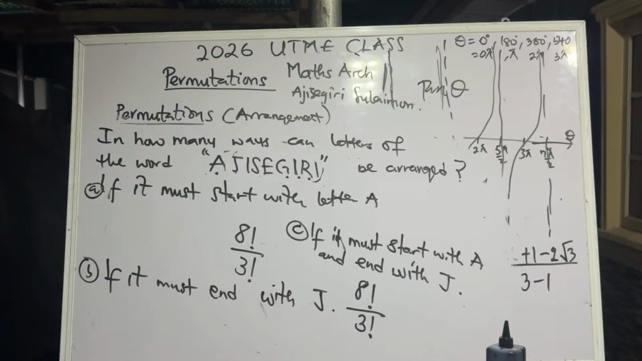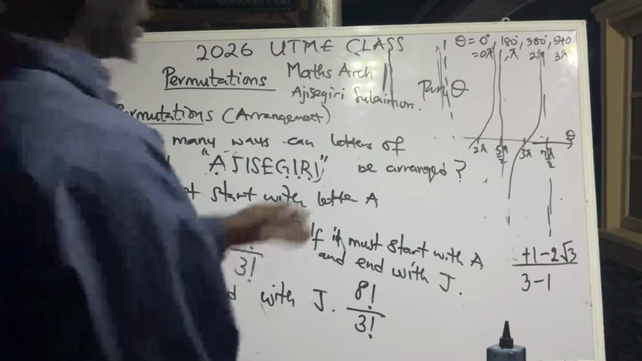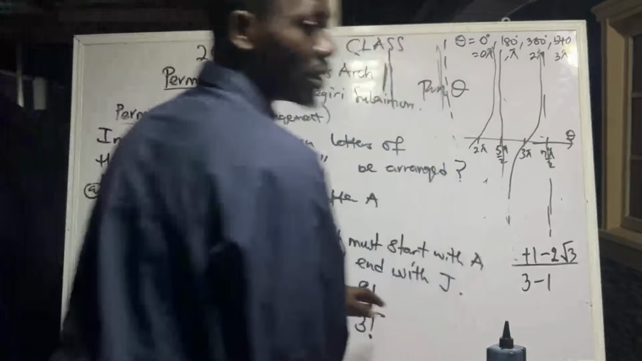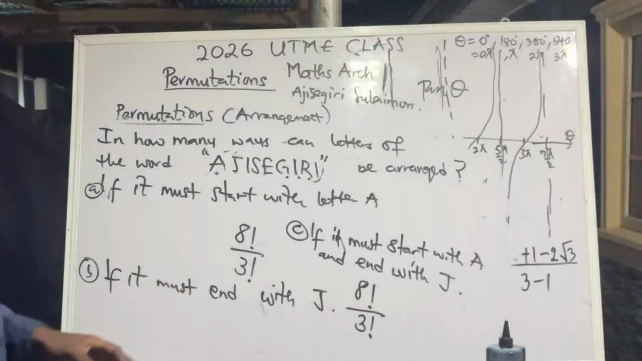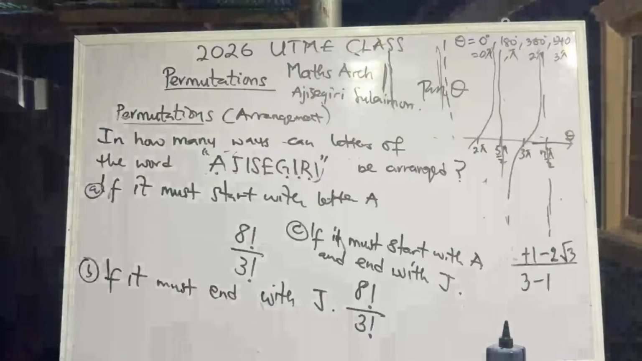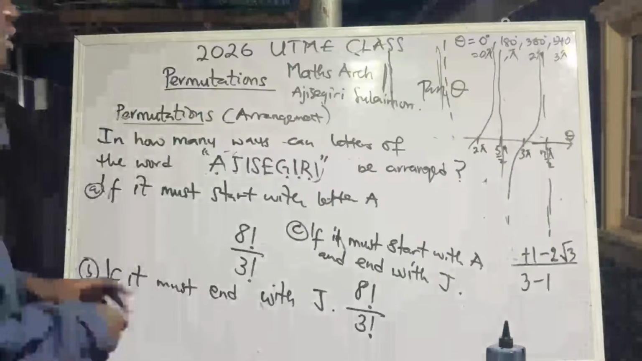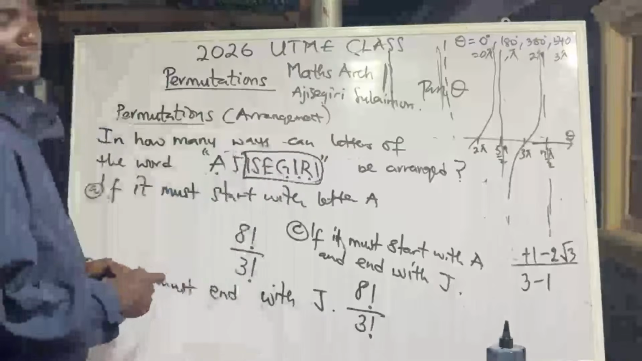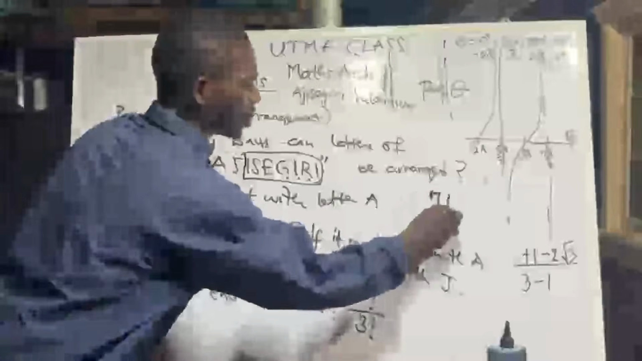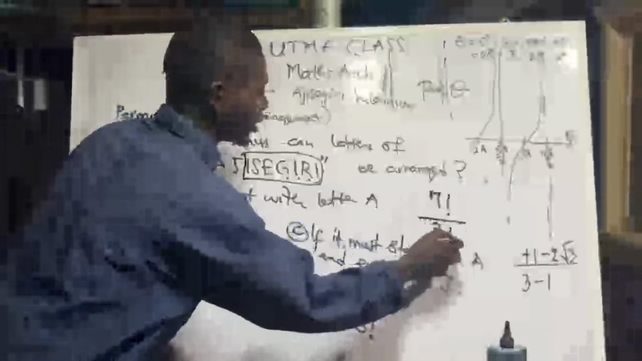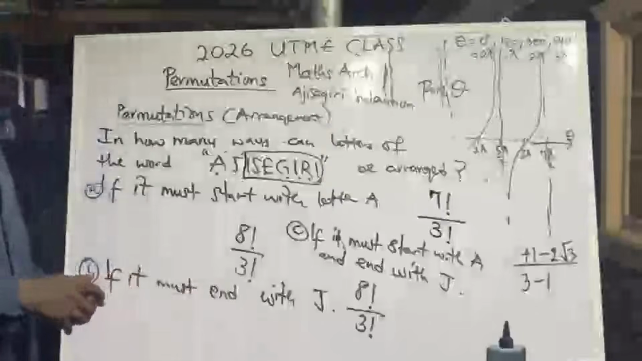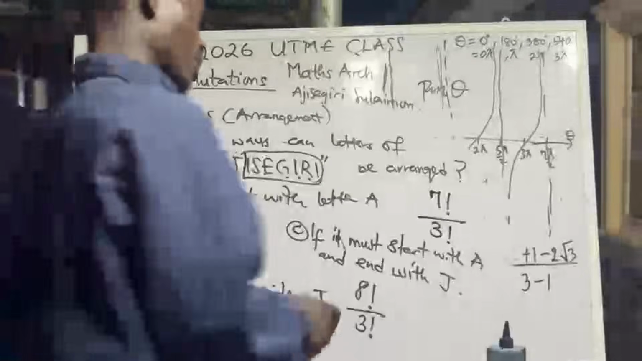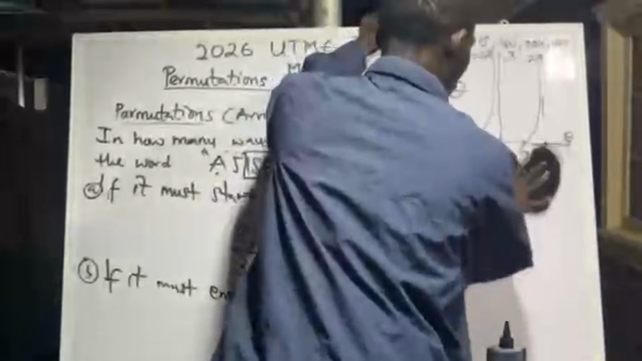Okay, so let's get the solving started. I said if it must start with A and end with what? J. So that means we already know the position of A and J. We know it is starting with A and it must end with J. So the only thing we want to arrange are ISEGIRI. That should be 7 factorial over 3 factorial.